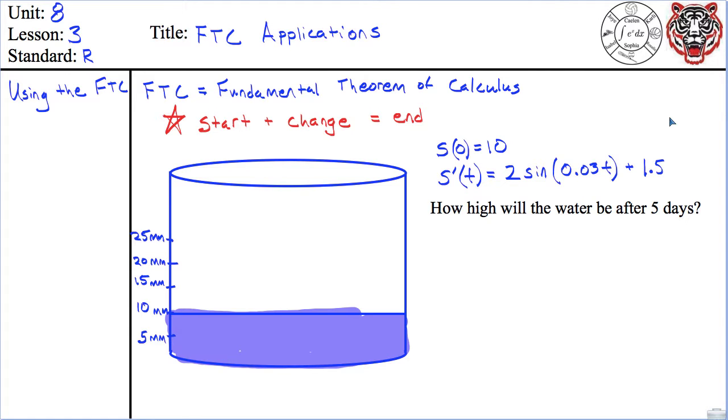I just want to be able to apply it today. So we have our initial condition. If I don't give you the initial condition, you can't actually go backwards all the way. You're left with that constant of integration. And I'm telling you that the rate s prime of t is equal to all of this. So I know the rate that the water is increasing, so I want to answer this question. How high will the water be after 5 days? Answering this question is a correct application of the fundamental theorem of calculus.